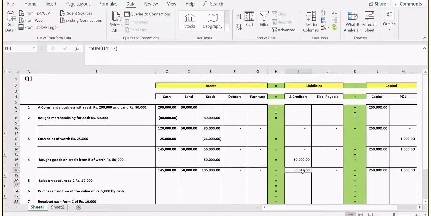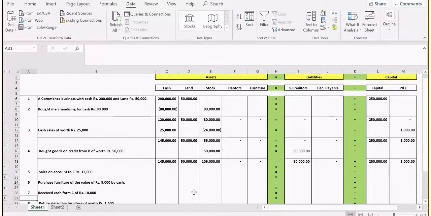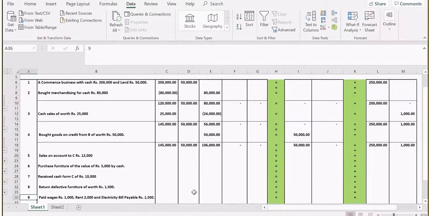So if I add up the right hand side, the total right hand side value is 3,01,000, and on the left hand side we should see 3,01,000, like you see 3,01,000. So which means my left hand side equals the right hand side, and I can say that my transaction is complete and correct. The fifth entry is sale on account to C, right?